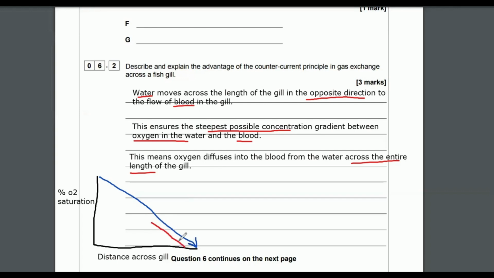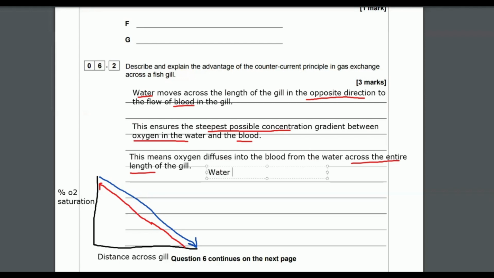As the water moves across the gill, the blue line is getting less and less. Why is that? Because oxygen is diffusing from the water, from the blue line, into the blood, which is represented by this red line here on the graph. Now, obviously, the blood is flowing in the opposite direction. So the blood starts from the other side of the x-axis.